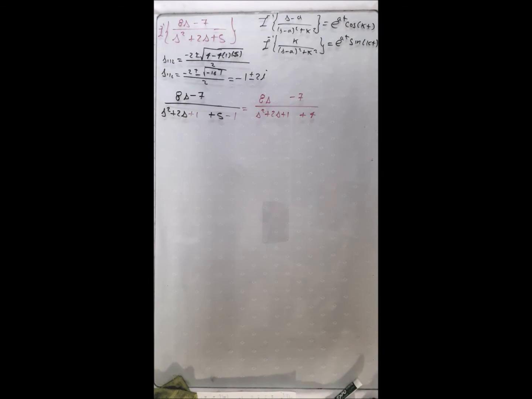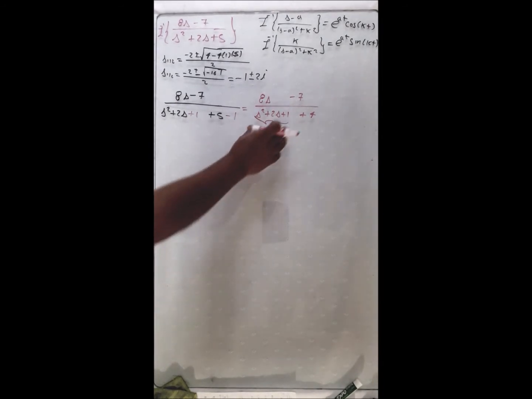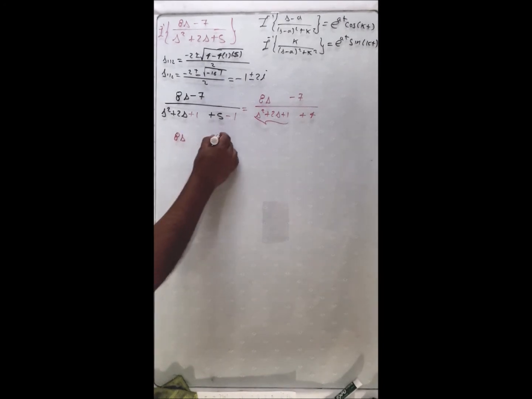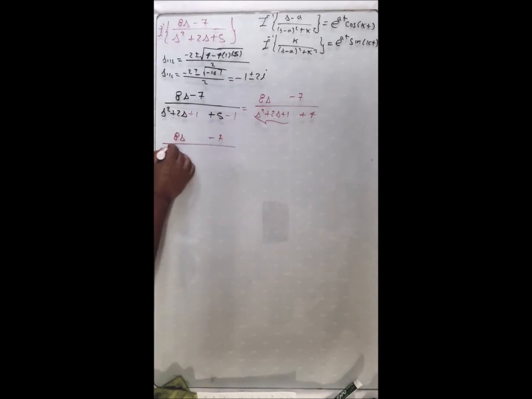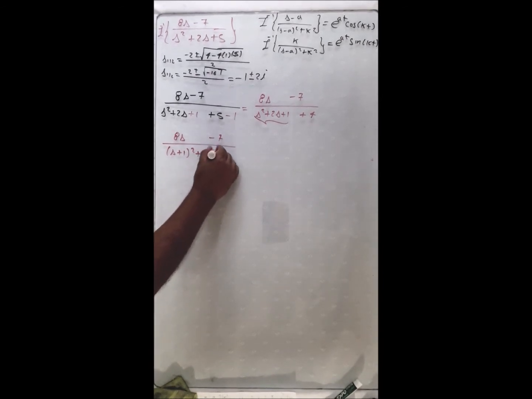Alright, now take a look at this. Why do we do this? Complete the binomial. Because this is a binomial, we can write it like this: 8s minus 7 divided by (s plus 1) squared plus 4. I'm going to write that 4 as 2 squared.